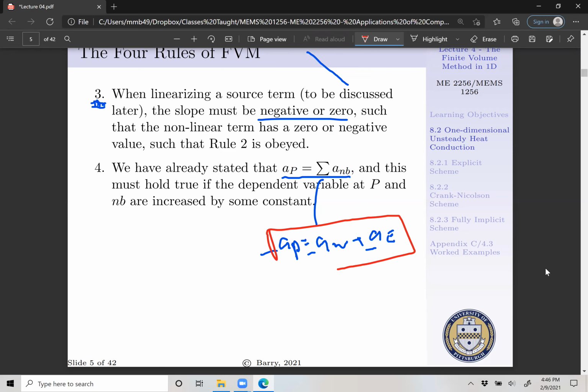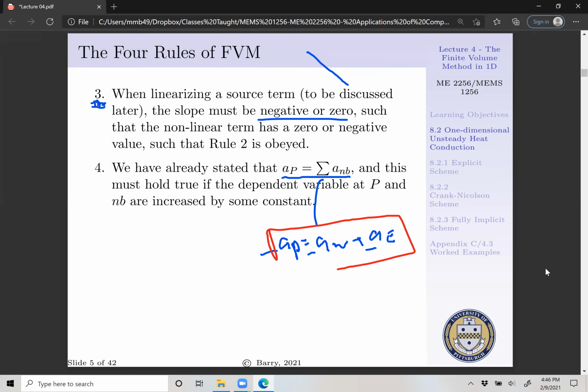And what's cool about this is our dependent variable at P. So that dependent variable, pick what you might be interested in modeling. If they increase by some constant value, some hard offset, this relation has to hold true as well. And a way to think about this is really just universally applying more or less the source term, where every cell is going to be subjected to a constant.